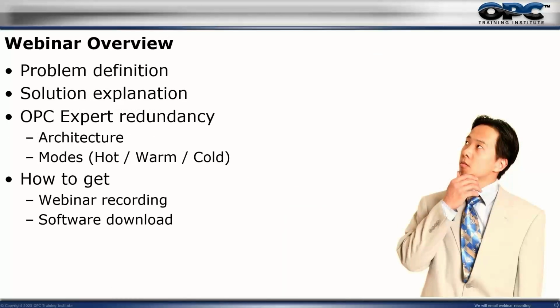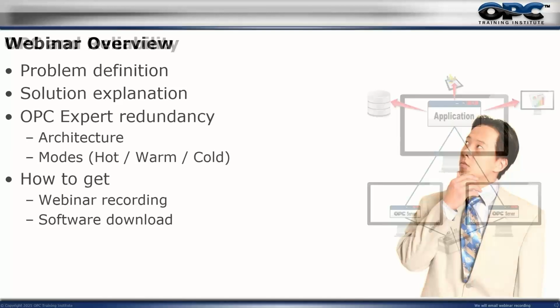Let's get going. Once again, this webinar is titled OPC Redundancy. We will be talking about the problem itself. What problem are we trying to solve? I will talk about the solution, and I will introduce to you OPC Expert's Redundancy. We'll talk about the architecture and the different modes: hot, warm, and cold. And at the end, I'll let you know how to get the webinar recording. Of course, we're going to send you an email from where you can get the software download.